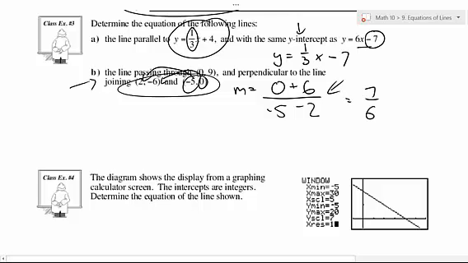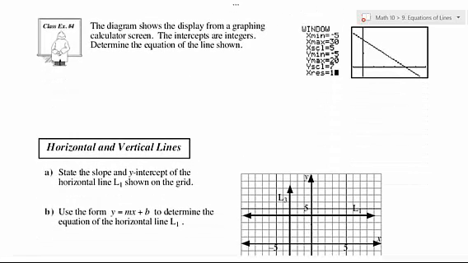So the y-intercept is right here. It's going to be 0, 9. So the y-intercept is 9. Our equation is y equals 7 over 6x plus 9. Not too difficult. Now, class exercise number 4. The diagram shows the display from a graphing calculator screen. The intercepts are integers. Determine the equation of the line shown. Why don't you give that a go?